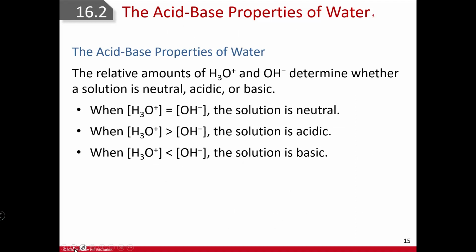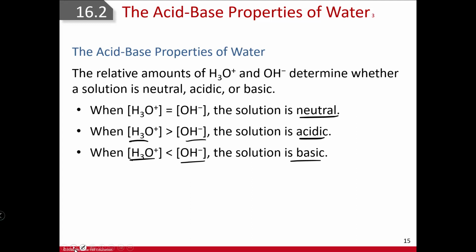All right, so when the hydronium ion and hydroxide ion concentrations are equal, 1 times 10 to the negative 7th, then we say the solution is neutral. When the hydronium ion concentration is greater than the hydroxide ion concentration, the solution is acidic. And when the hydronium ion concentration is less than the hydroxide ion concentration, the solution is basic.